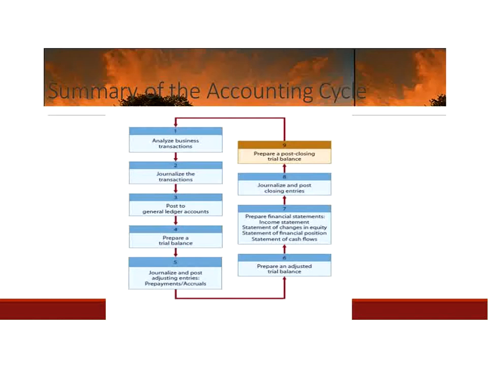Start with our income statement, as we'll need our profit information to move forward into our statement of changes in equity to add to our retained earnings. We need our retained earnings information and our capital stock information and our dividend information to follow into our statement of financial position. And we need our cash information to follow into our statement of cash flows.